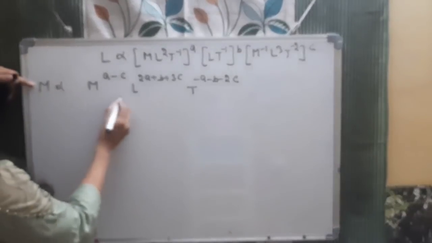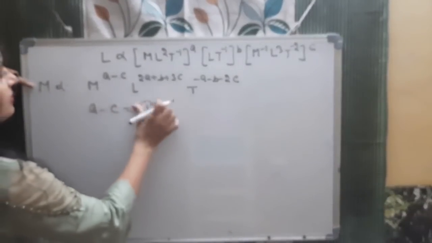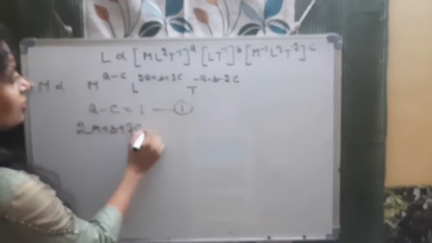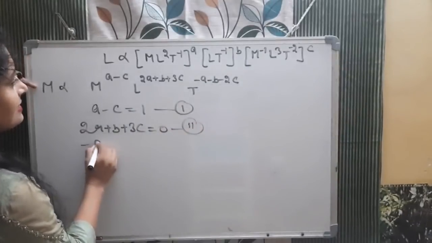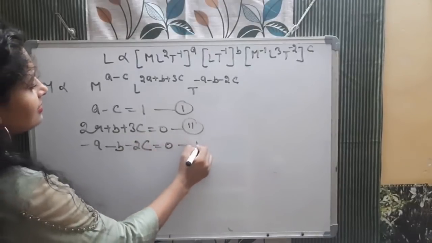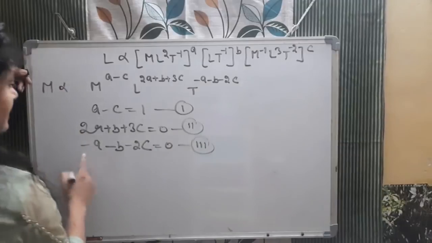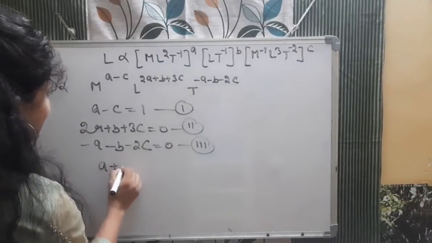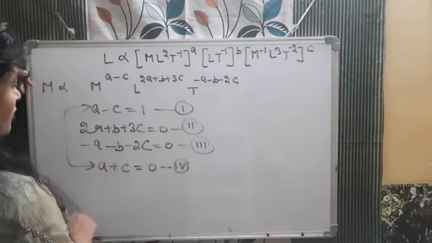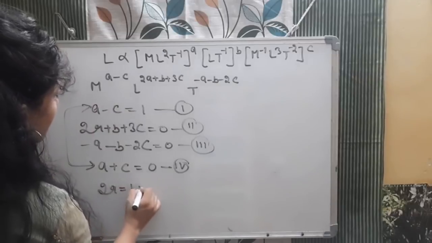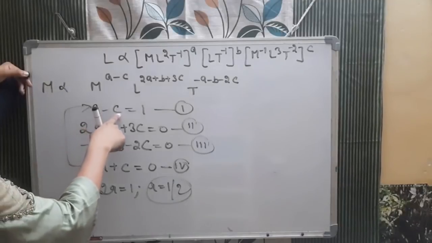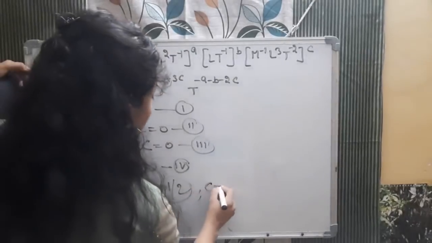So M, so now what will happen, A minus C is equal to 1. This will be the first equation. And then 2A plus B plus 3C is equal to 0. Second equation. And minus A minus B plus 2C is equal to 0. This is the third equation. Again what we will do, we will add these two. So what will we get? A plus C is equal to 0. Fourth equation. Now solve this first and fourth. What you will get? 2A is equal to 1 and from here A is equal to 1 by 2 again. So C will be what? 1 by 2 minus 1. C will be minus 1 by 2.